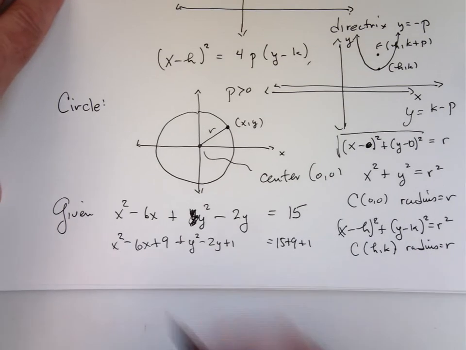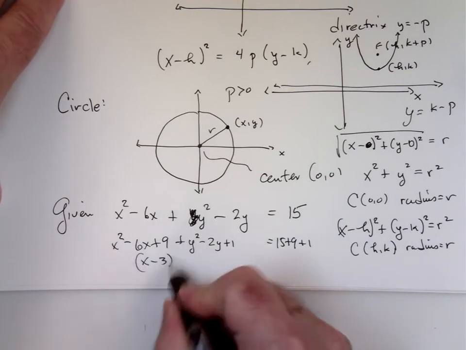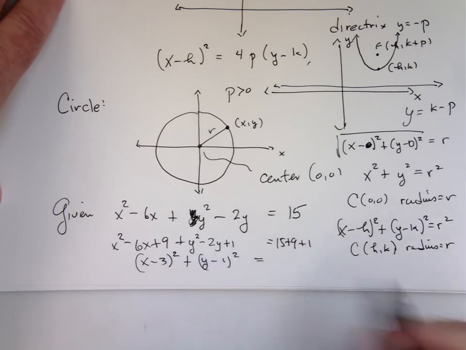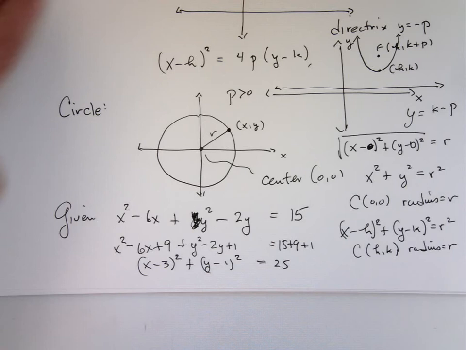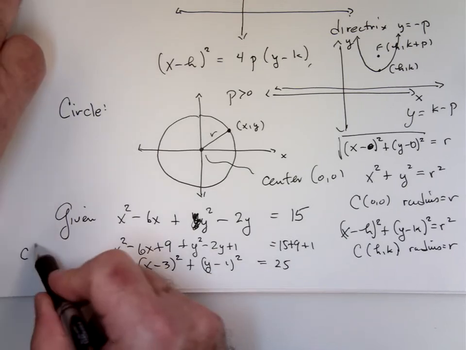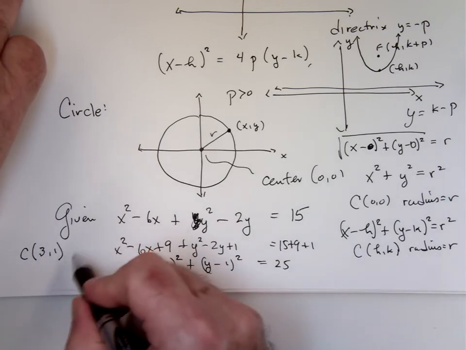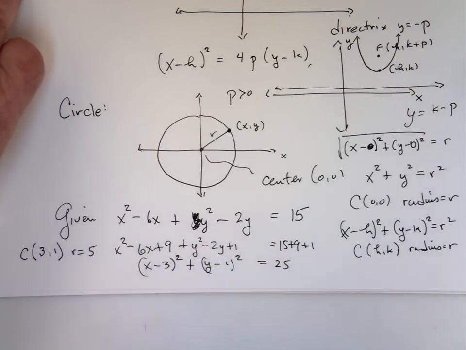Okay. We'll have (x − 3)² + (y − 1)² = 25. Equation of a circle. Center and radius. Nice.